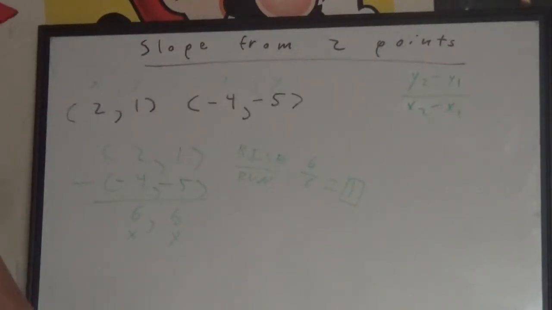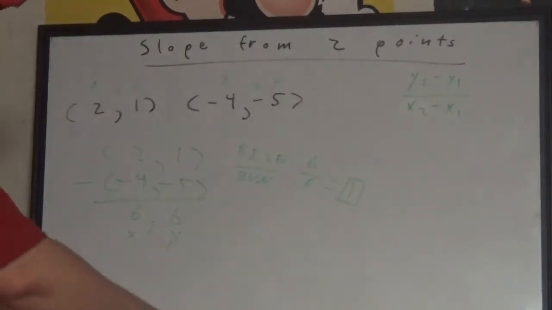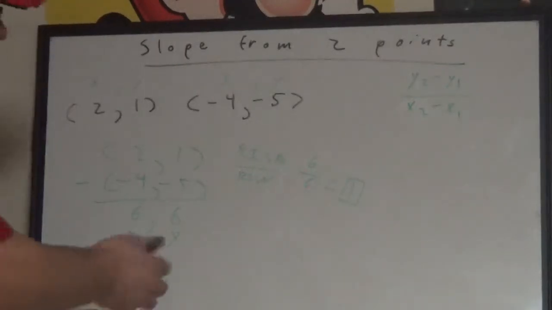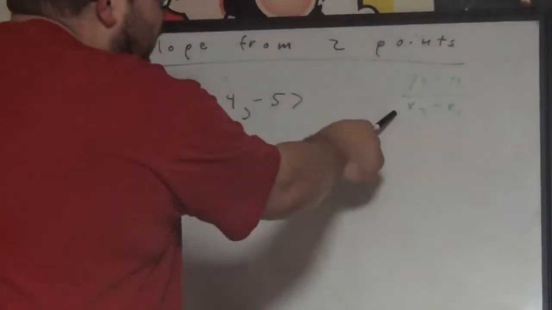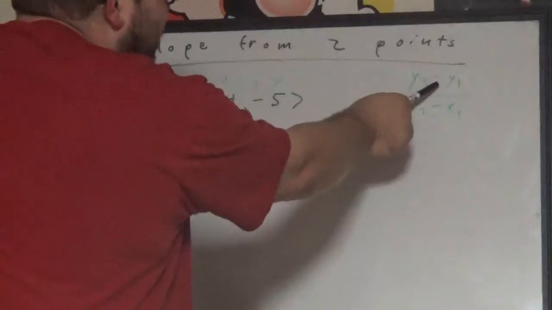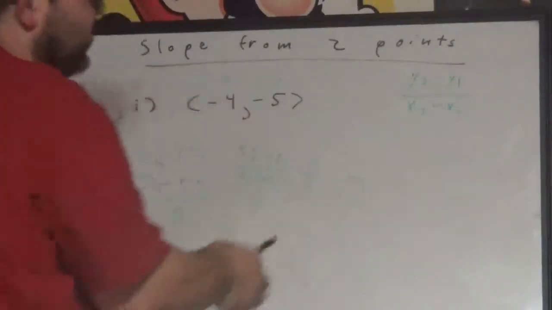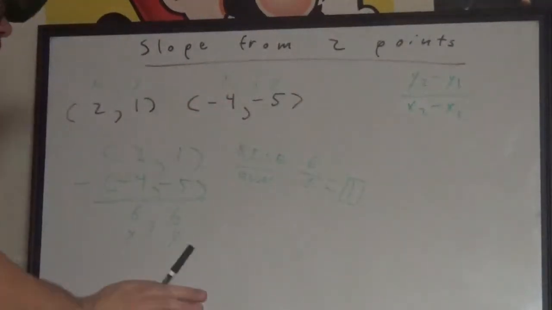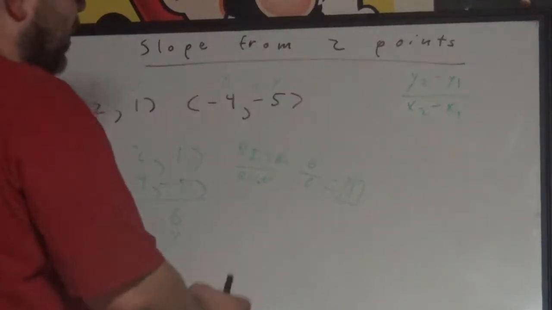Now, the second way of doing it, this is the better way. I'll just make that clear. In my opinion, it is the better way. But often you're given the slope formula. It says y2 minus y1 over x2 minus x1. We just did that in a simpler fashion, but I'm going to set it up following our formula.